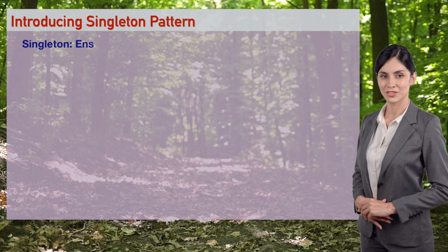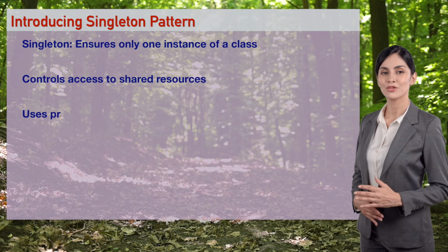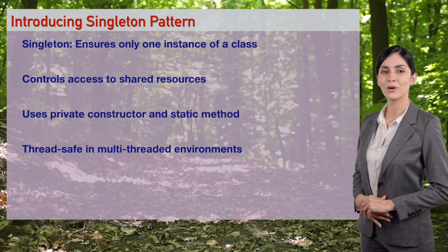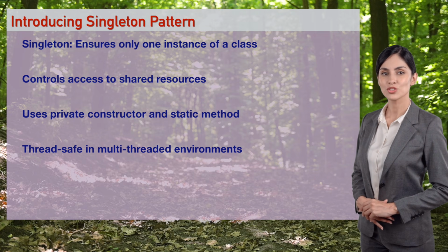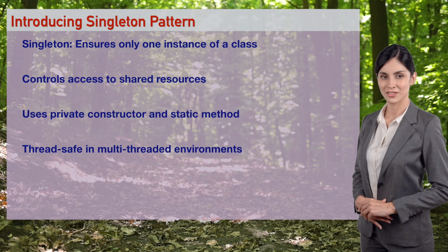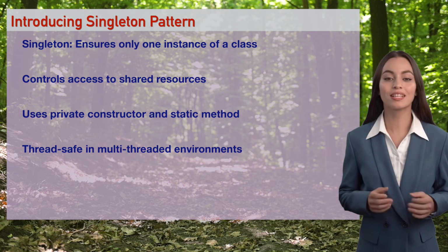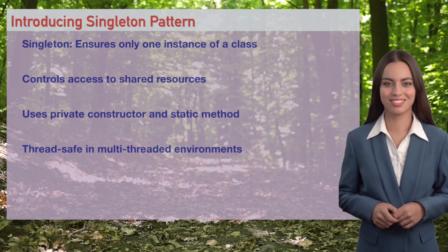Let's introduce the Singleton pattern. It ensures a class has only one instance and provides global access to it, ideal for controlling shared resources like configurations. It uses a private constructor and a static method to get the instance. We must make it thread-safe for multi-threaded apps. One and only. Prevents duplicates efficiently.